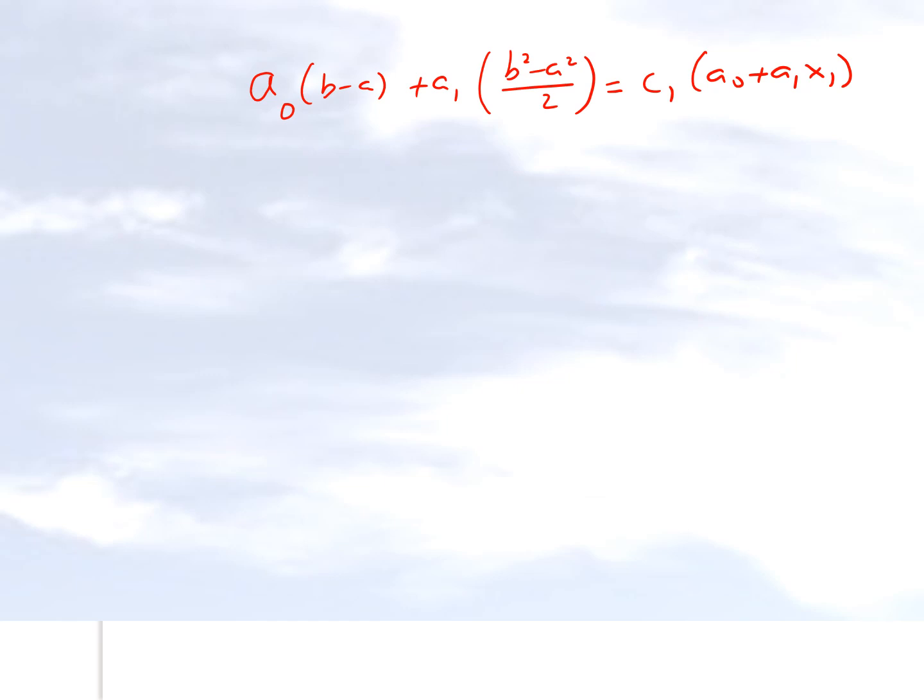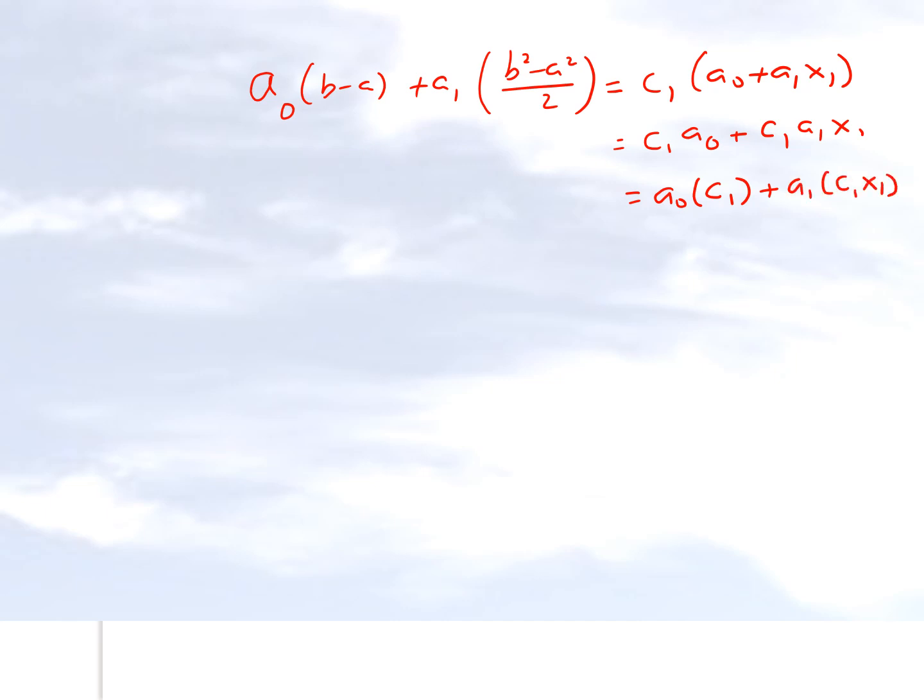We get a naught times b minus a plus a1 times b squared minus a squared by 2 equal to c1 times a naught plus a1 x1. One may say that I have two unknowns, c1 and x1, but I only have one equation. So how am I going to find those? A little bit of manipulation will help, and you'll see why I'm doing this. I'm going to get the coefficients of a naught from here, and the coefficient of a1 from here.